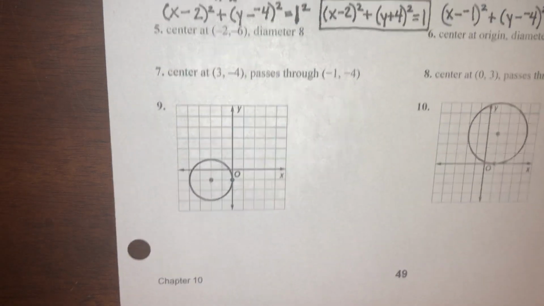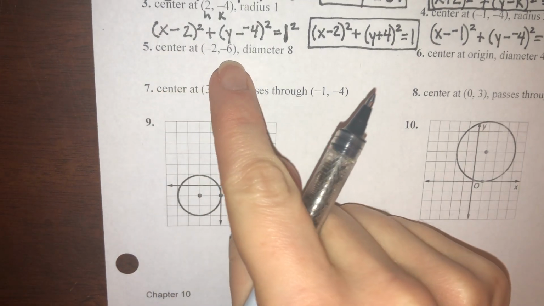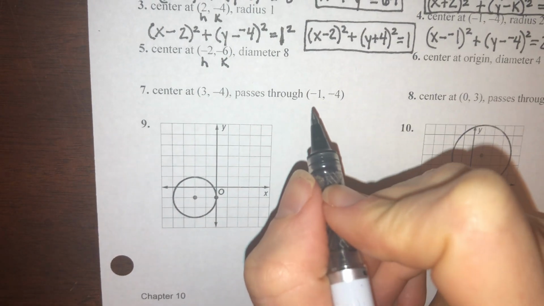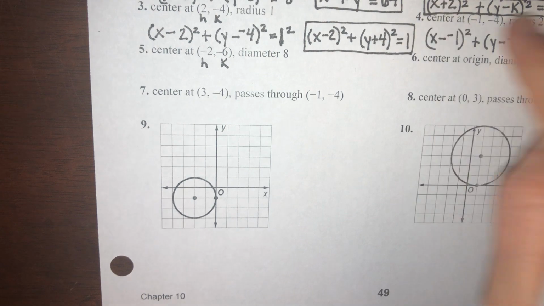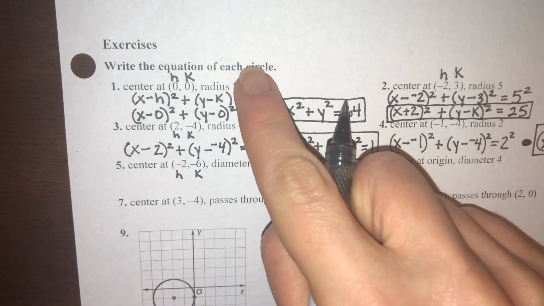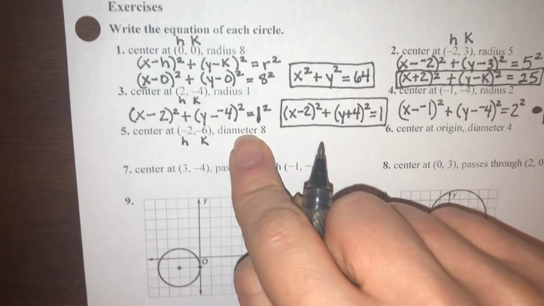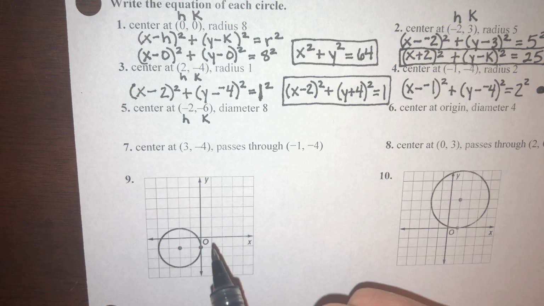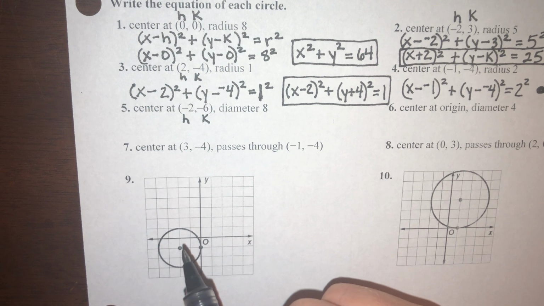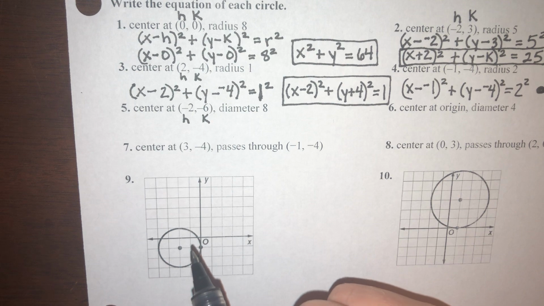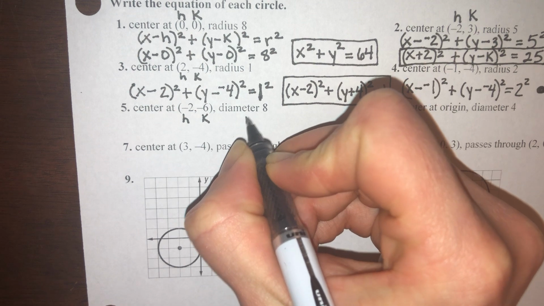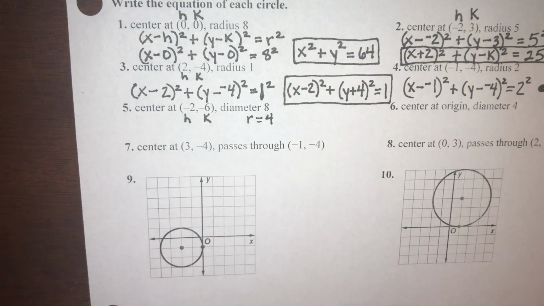All right, now number 5 is just slightly different. It says the center is at negative 2, negative 6. No big deal. There's my h, there's my k. But this time it says the diameter is 8. All the others have told us the radius. So what are we going to have to do if they give us the diameter instead of the radius? Well, hopefully you remember that the diameter is twice the radius. So 2 times r is equal to d, or the diameter divided by 2 is equal to the radius. So the radius is half of 8. So the radius here would be 4.